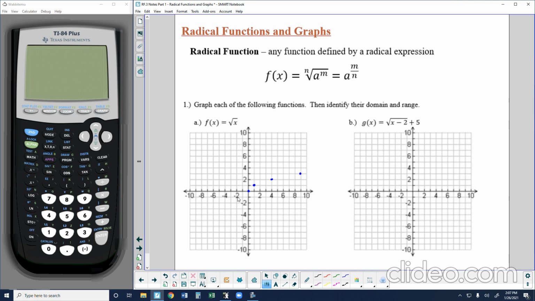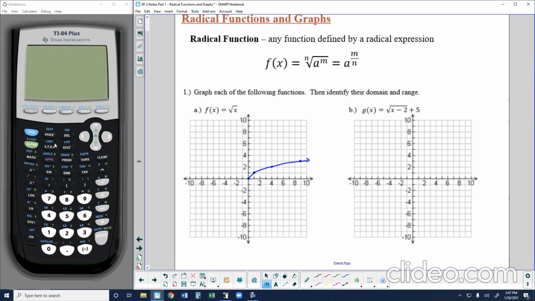Remember, I cannot square root negative numbers unless I use imaginary units. So yes, the square root of negative 1 is i, but that's actually not going to show up on the graph because imaginary units aren't part of the Cartesian plane. So here's our graph for the square root of x.